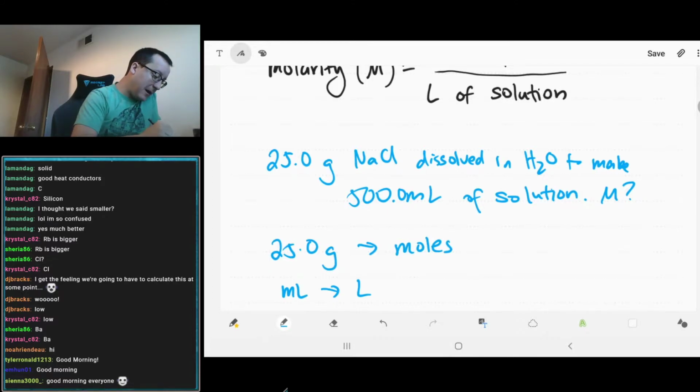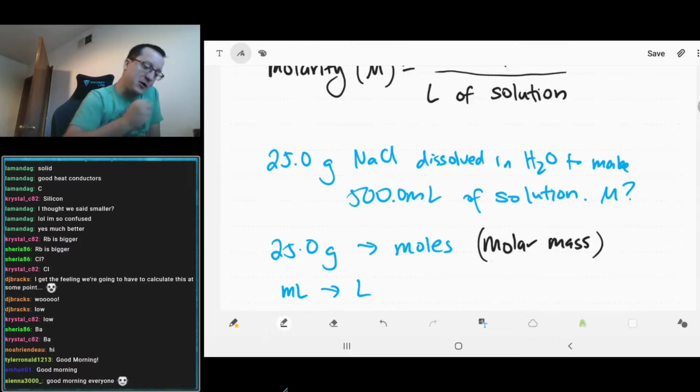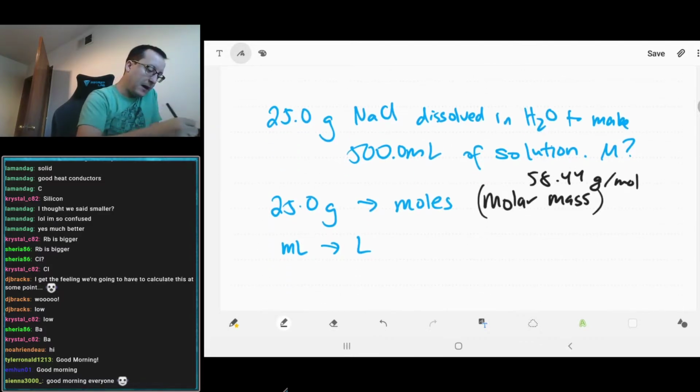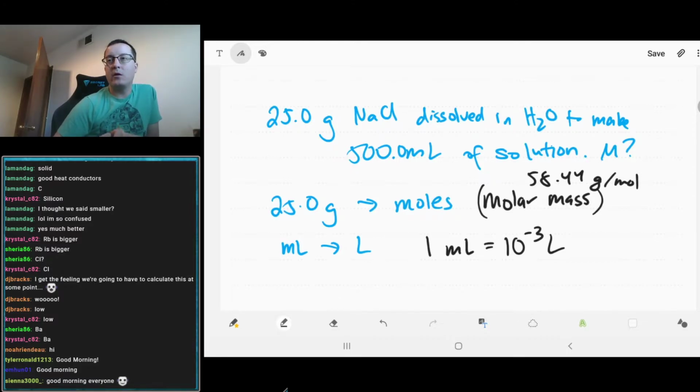Okay, so how we remember going from grams to moles. The conversion factor we use there is molar mass, right? So we would calculate it, what is it, 58.44 grams per mole? I think that's the sodium chloride. And to go from milliliters to liters, we have to remember that it's 10 to the minus 3 liters, right? Just metric prefix stuff.